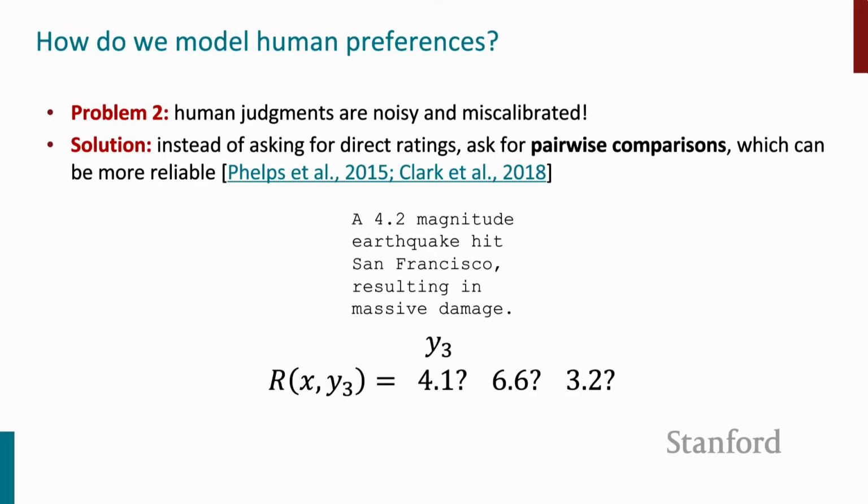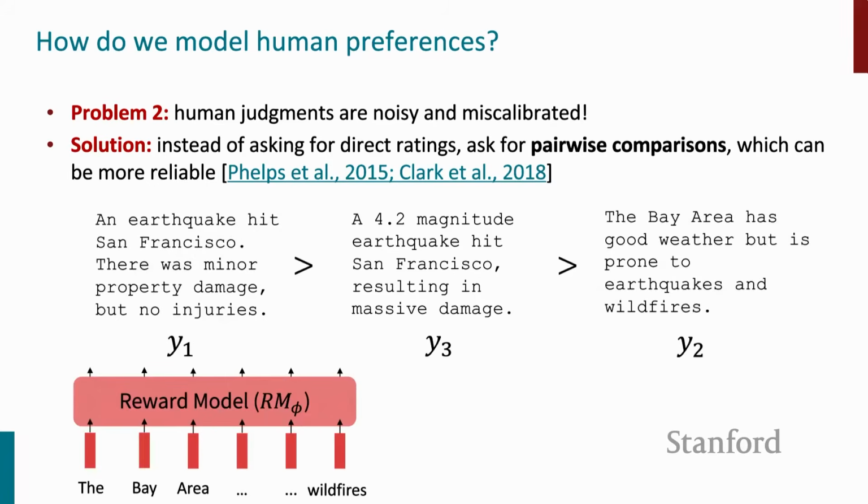So the solution to this is to not ask them for a score, but to ask them for preferences. So we give them a few summaries and we just ask them, hey, do you prefer this summary over this summary or not? And this is the kind of annotated data set we should expect to collect from humans.